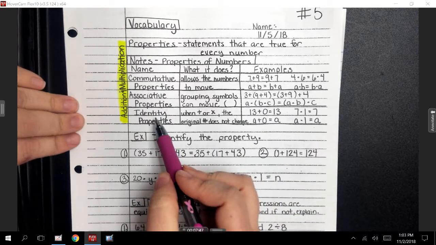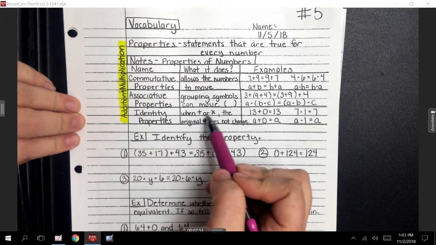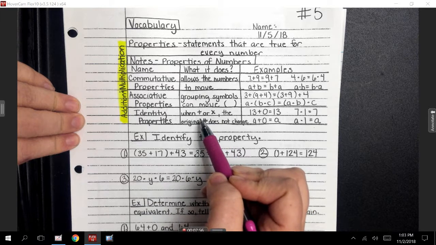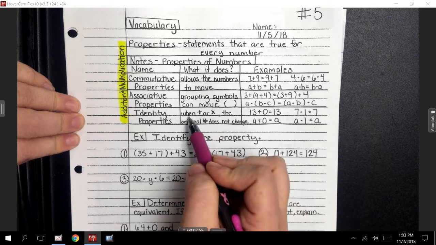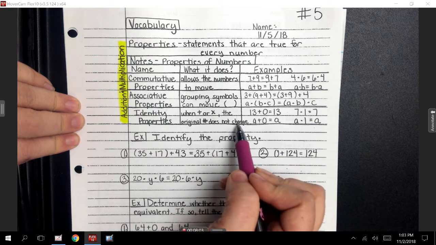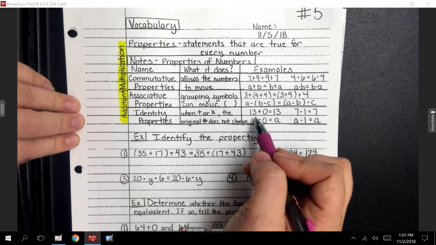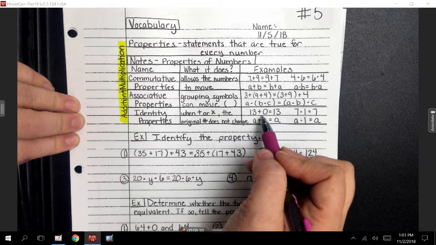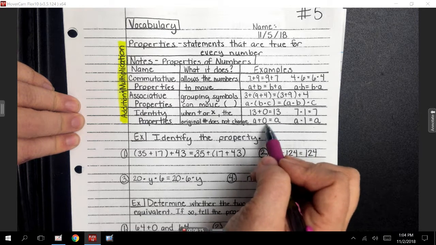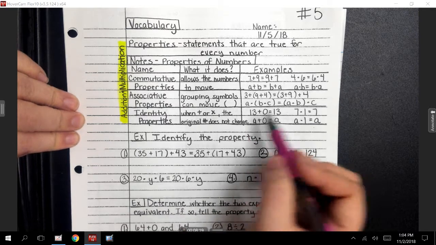All right? The last one is our identity property. Again, it's only for adding and multiplying. When adding or multiplying, the original number does not change. So for example, if I do 13 plus 0, is adding 0 going to change anything? So anytime you add 0, that's an identity. A plus 0. If I'm adding 0, nothing's going to change. No matter what number I put in place of A, nothing's going to change.